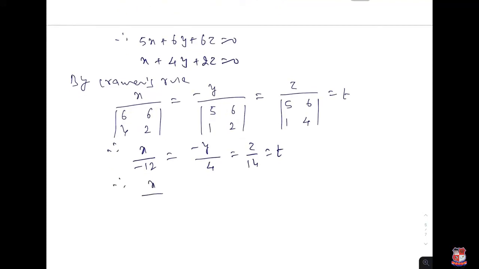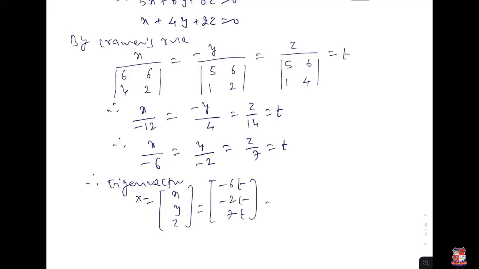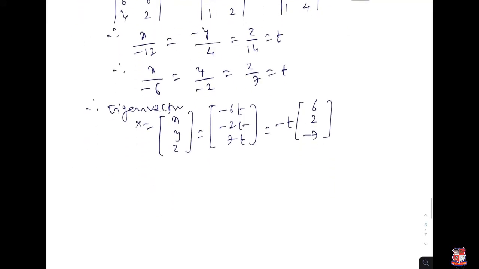And therefore we can have x over, divided by 2, so that is minus 6. Then y over, divided by 2, so minus 2, and z over 7. So the eigenvector x, y, z is minus 6t, minus 2t, 7t. You can take even minus t outside also, no problem, both are the same, 6, 2, minus 7. And therefore the eigenvector for lambda equal to minus 1 is 6, 2, minus 7. So this is the way you can solve the example.